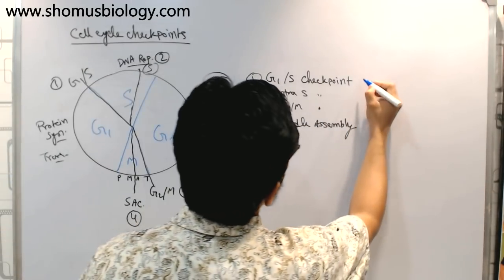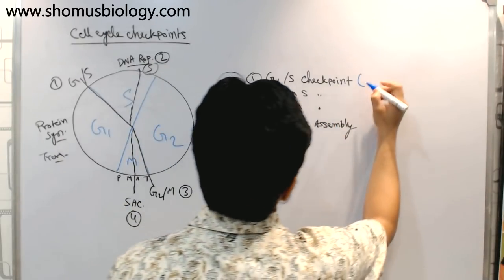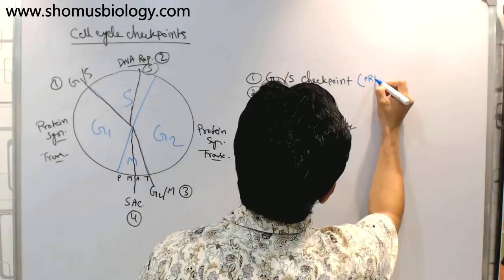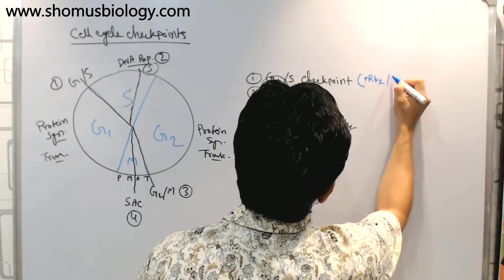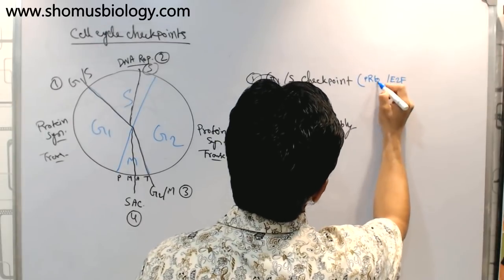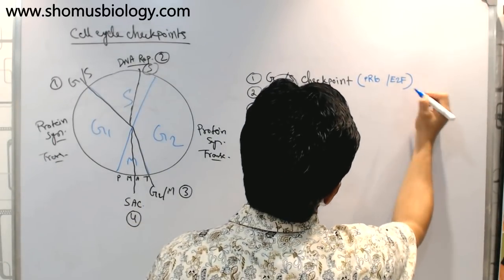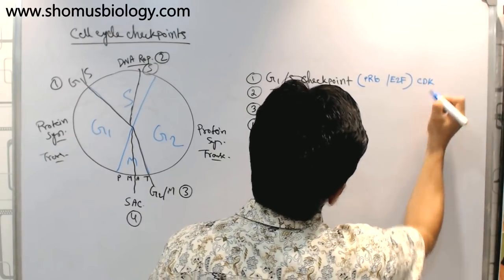So the different factors and proteins involved in this G1S phase checkpoint are PRB and E2F, retinoblastoma sensitivity protein, E2F. These are the most common types. Along with that, remember what kind of CDK cyclins?